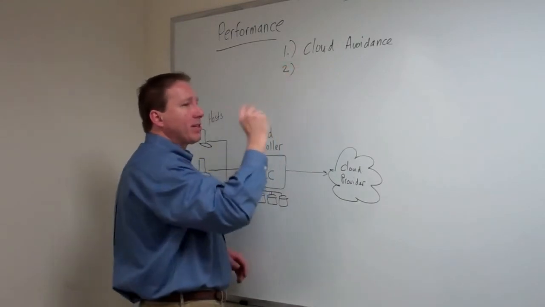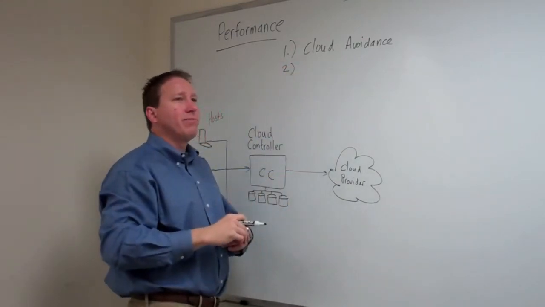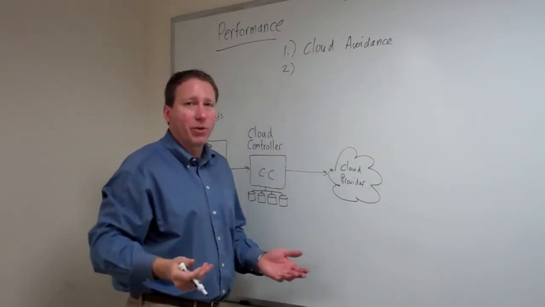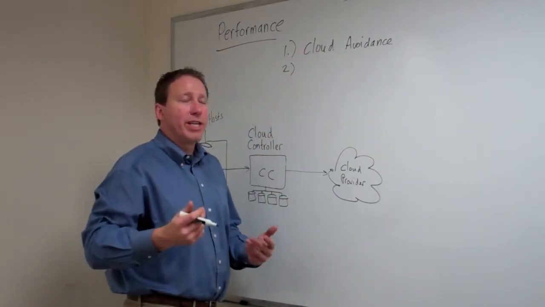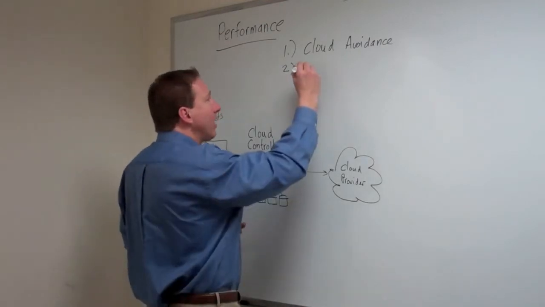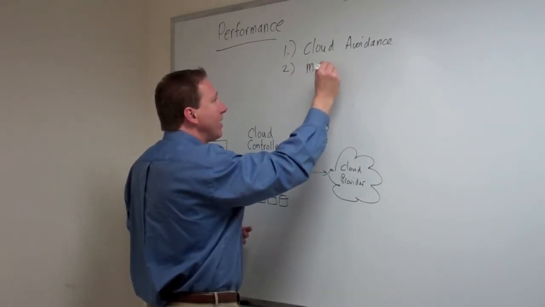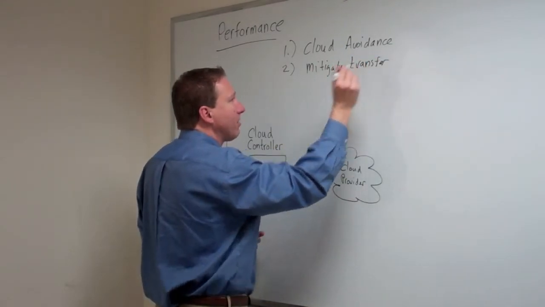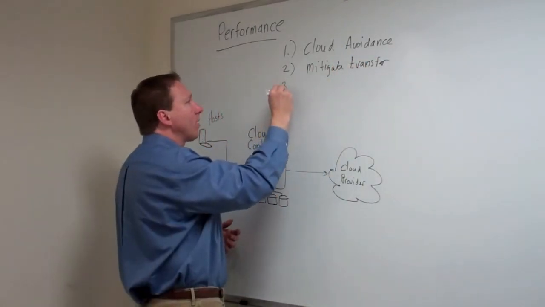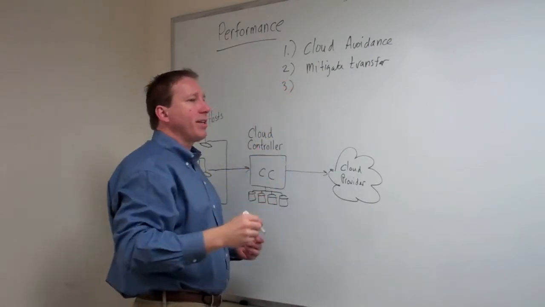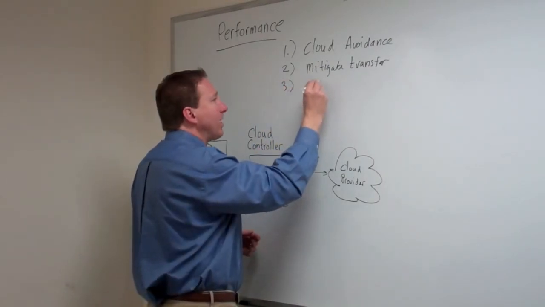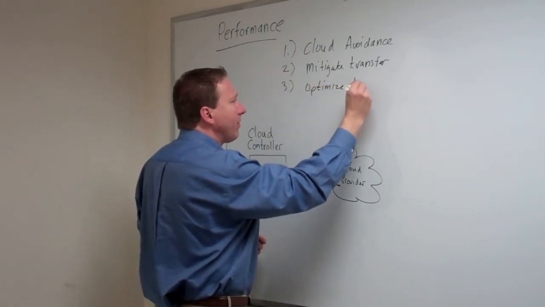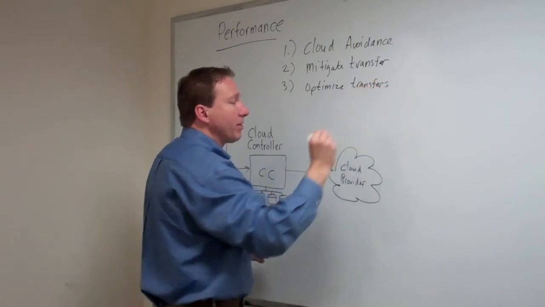The second aspect is, okay, so if my data is not locally available by virtue of cloud avoidance, and I do have to go to the cloud to make a read or access some data, then I want to have the ability to mitigate that transfer as best as possible. And there's a number of technologies you can use to do that. And then the third and last thing is, to what extent can I further optimize my transfers such that I'm really taking advantage of my limited bandwidth.